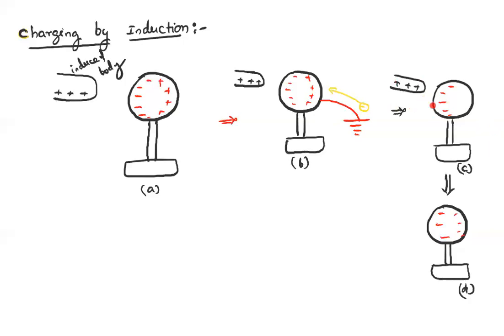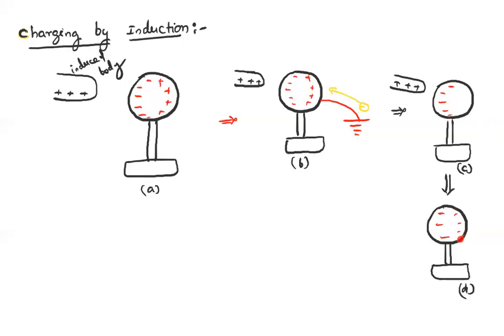the inducer body is still placed. The negative electrons are there, and the positive charges are removed. Now, if I remove the inducer body, the negative charge is spread over the surface of the sphere. That means the sphere now becomes a negatively charged body.